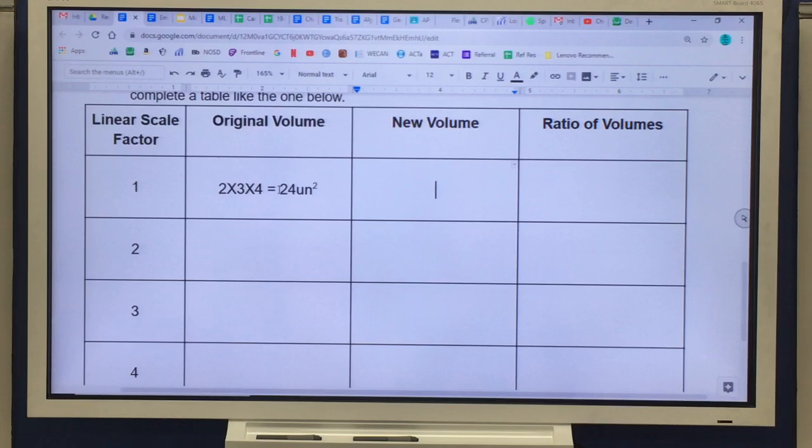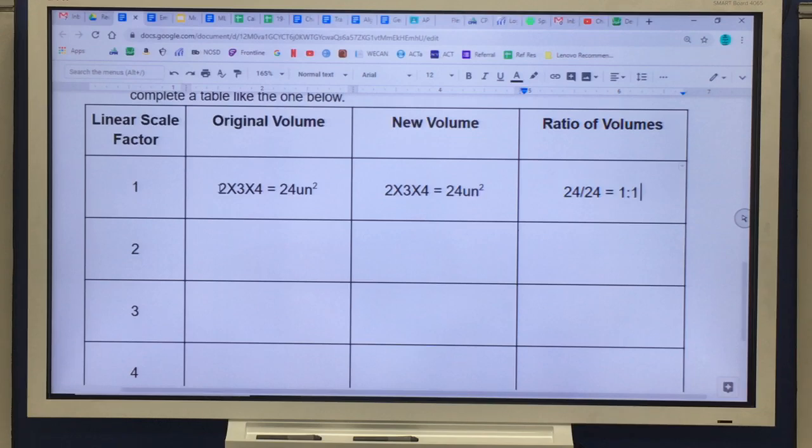So the new volume. Well, all the dimensions are the same. I'm multiplying 2 by 1 and 3 by 1 and 4 by 1. So since all the dimensions are the same, I can drop that in here. It's the same volume. And the ratio of volumes is going to be 24 divided by 24, that is 1 to 1. That's a way of writing ratios.